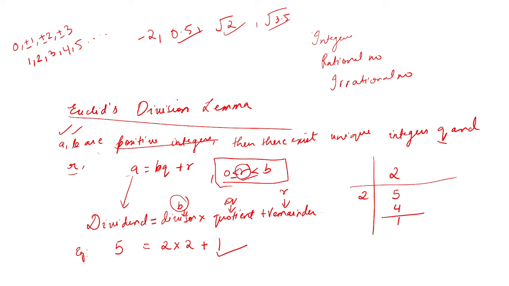Now r must be less than b. What is your b over here? b is the divisor, so this is nothing but bq plus r. So now what is b over here? It is 2, right? Now you check, is the remainder less than b? Obviously, right? 1 is definitely less than b, because in case the remainder happens to be greater than b, for example, okay, just take an example again.